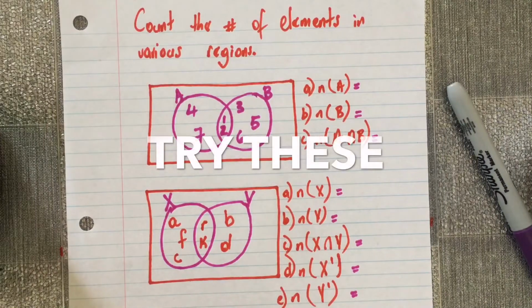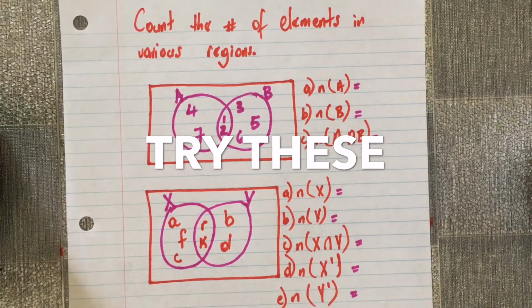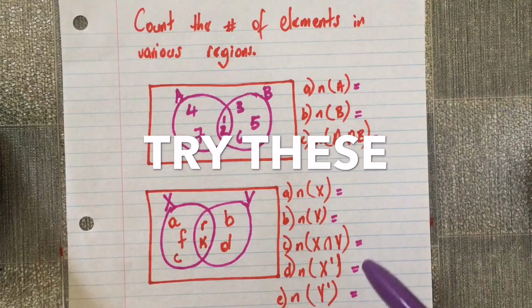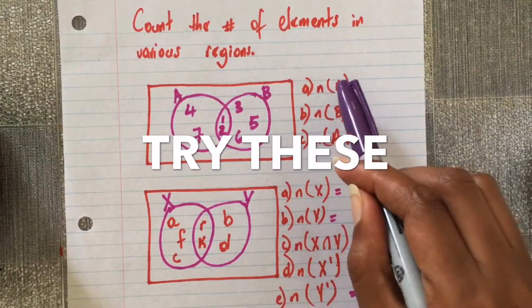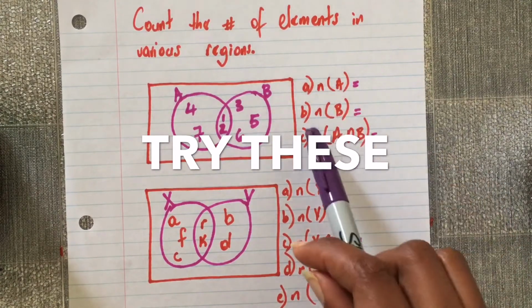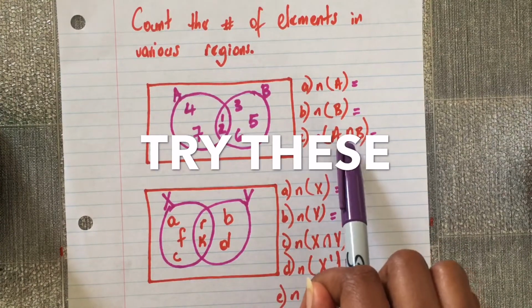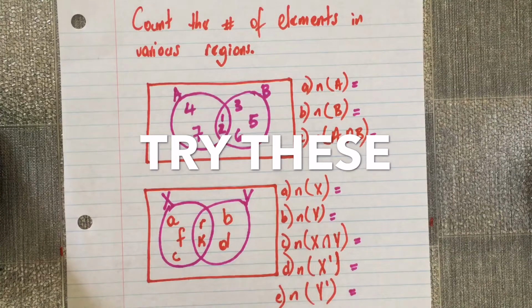Now we're going to be looking at some other examples. Here we're going to count the number of elements in the various regions. So they're going to give us specific information, and here we already have our Venn diagram, so we're just going to be answering these particular questions. The first one is asking us for the number of elements in set A, the number of elements in set B, and the number of elements in A intersect B. So I'm going to give you at least 1 minute to try those on your own.